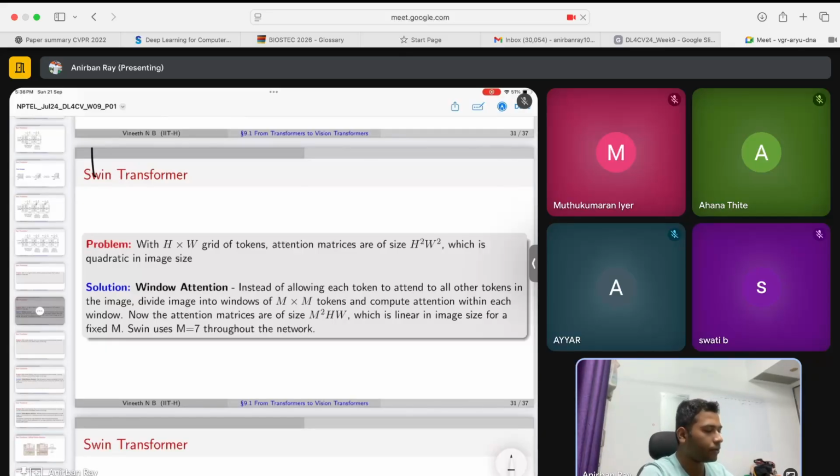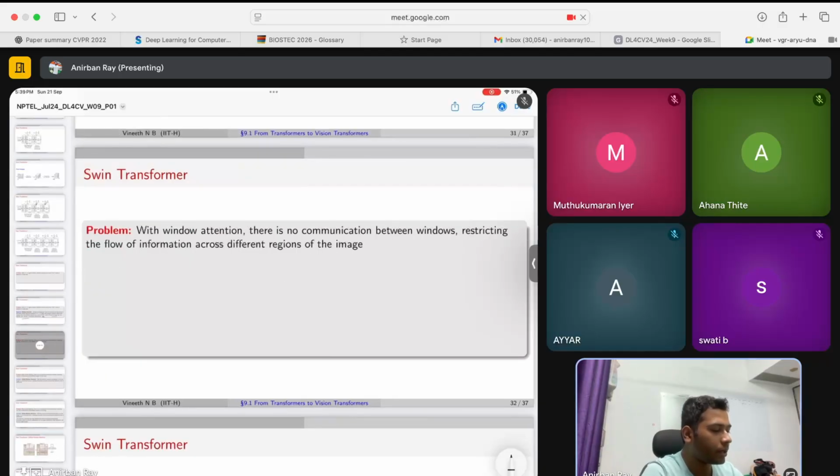Okay, so that's what to do. Then compute attention within each window. Now the attention matrices are of size M squared HW, which is linear in image size for a fixed M. So Swin uses M equals 7 throughout the network. And it is linear in image size, meaning the image size is H into W.